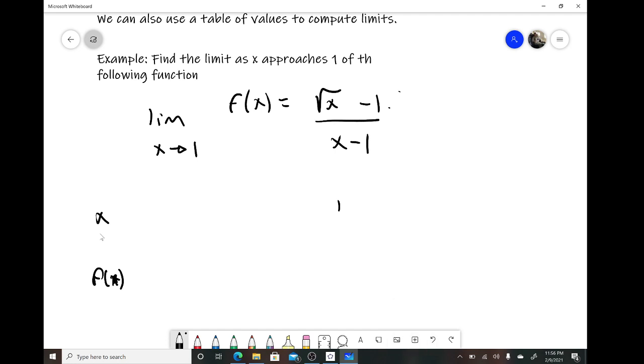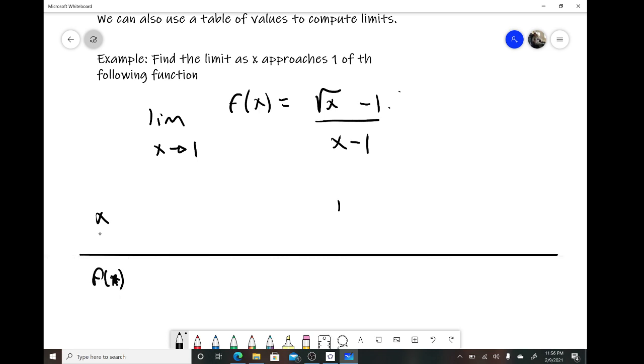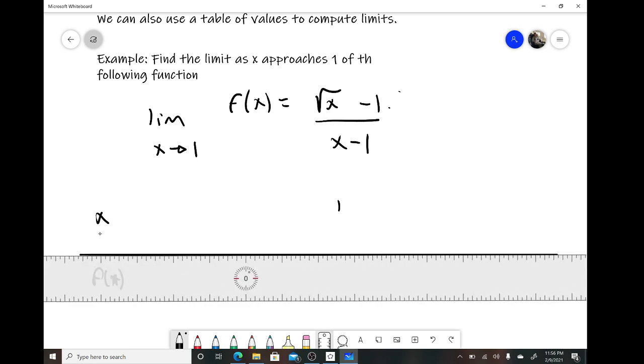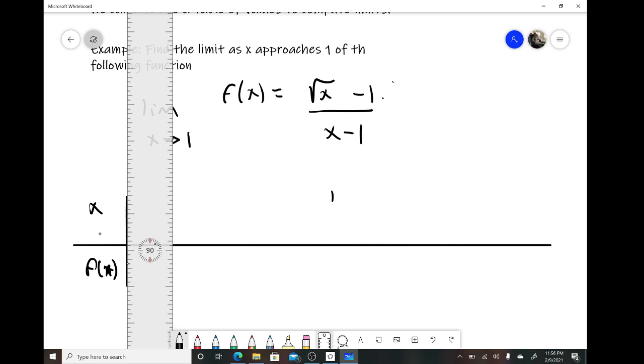Let me use a ruler. So what do we have here? And let me actually flip it as well. Yeah, this is fine.